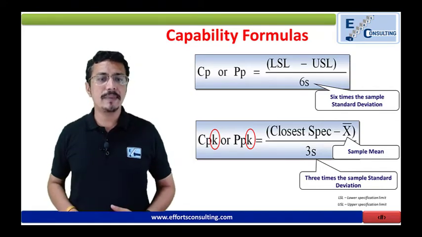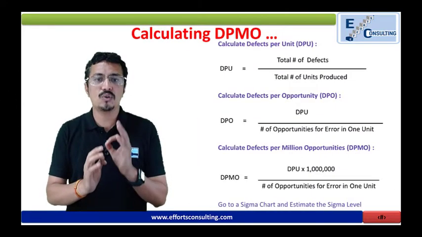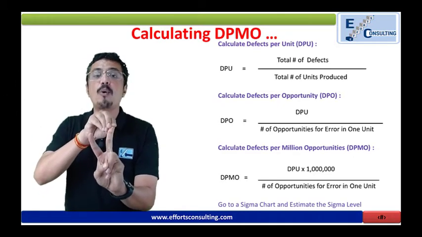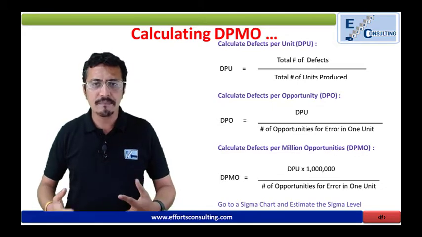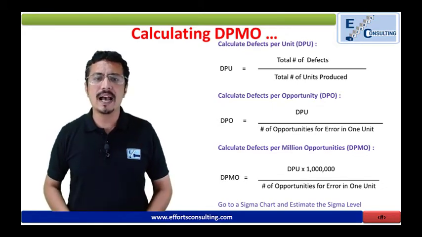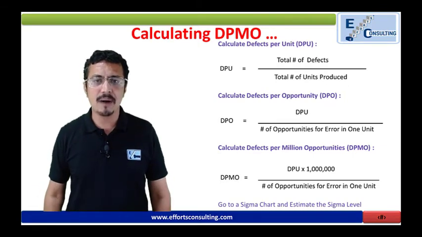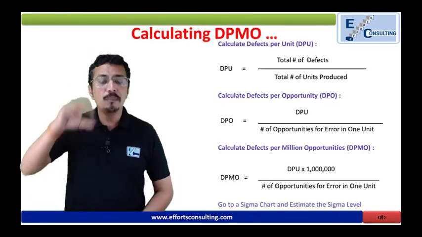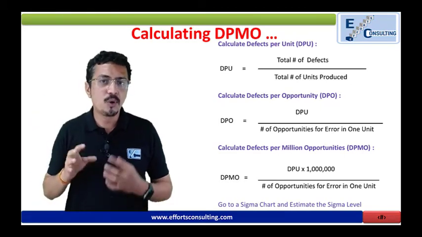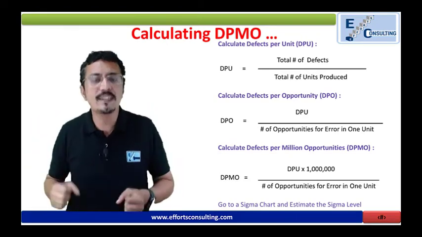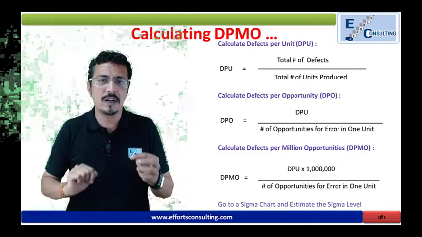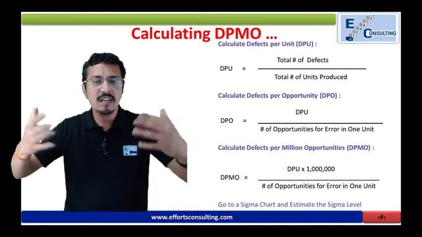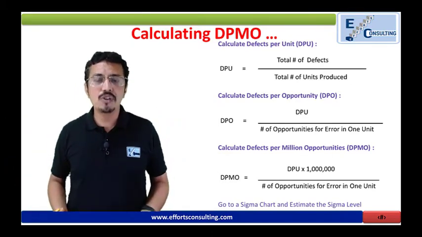Now to calculate DPMO, we should know two things. One is defects per unit, the other is defects per opportunity. So what do you mean by defects per unit? Defects per unit can be calculated by the defects you have in the parts divided by the total units you are producing. Every part may have small defects. Put together, you will have the defective parts. So how many defects you have in one part and in the entire batch, divided by how many parts you have actually produced.